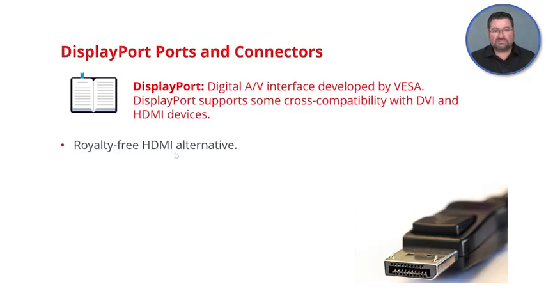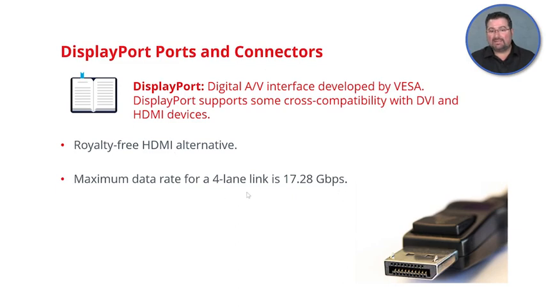So royalty-free is something they will want you to know for the exam. The maximum data rate for a 4-lane is 17 gigabits. So what we're getting out of a display connection is all the way up to 17 gigabits per second, and that's a lot of throughput.